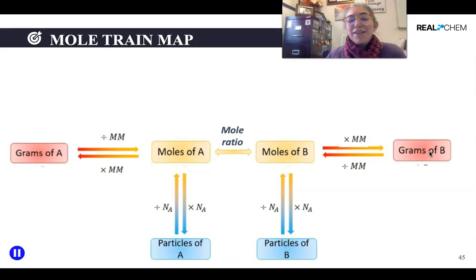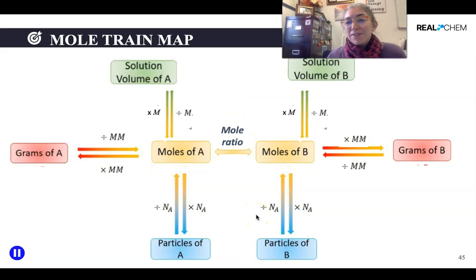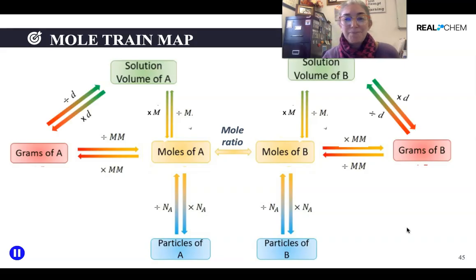All right, we can also go from grams of A to particles of B. Since now we're working with solutions, we can also use the volume of the solution and the molarity, the concentration of the solution, as our conversion factor. So maybe we have the volume of solution A, and we want to figure out the grams of precipitate that we're going to make. This map helps us figure out how much reactant we need, how much product we're going to make, that kind of thing.